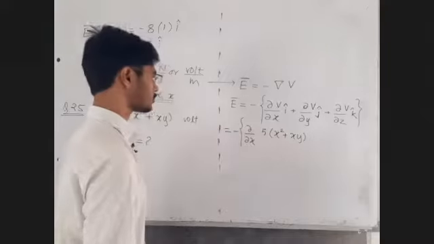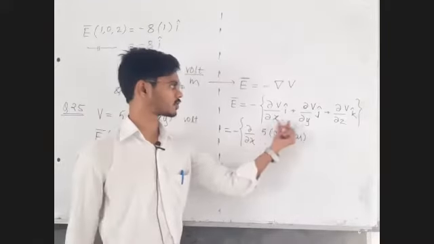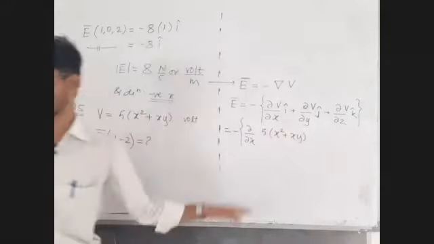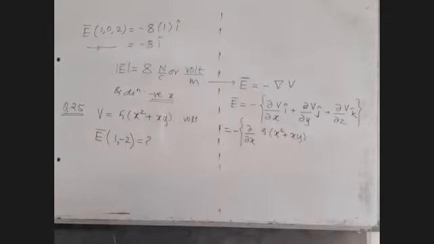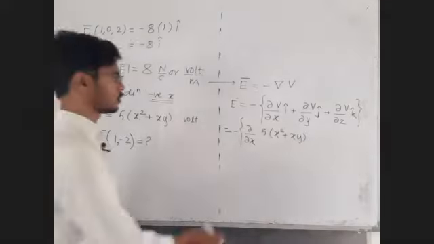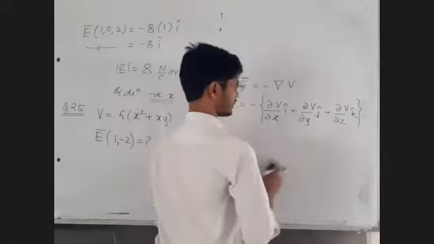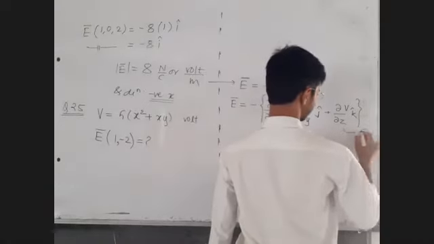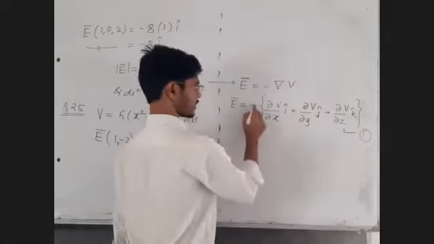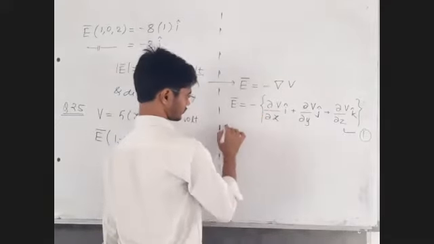Or what we can do, we can find out these terms separately: dou V by dou x, dou V by dou y, dou V by dou z. That becomes easier for me to write. Chalo, you should not forget this minus sign.